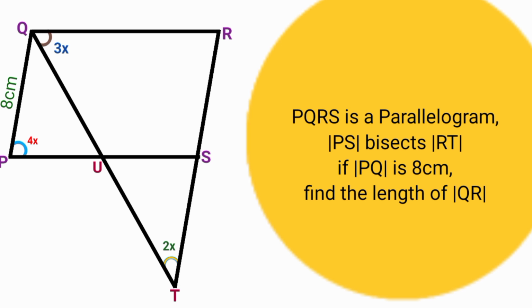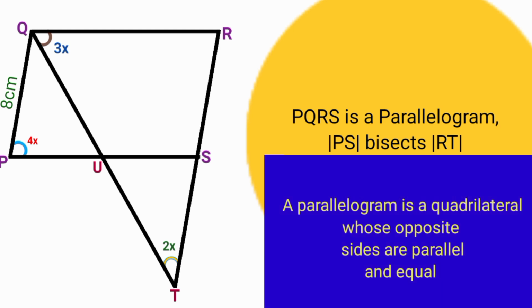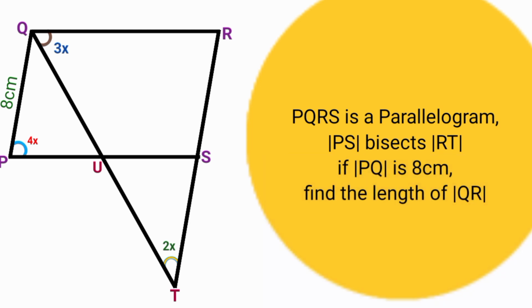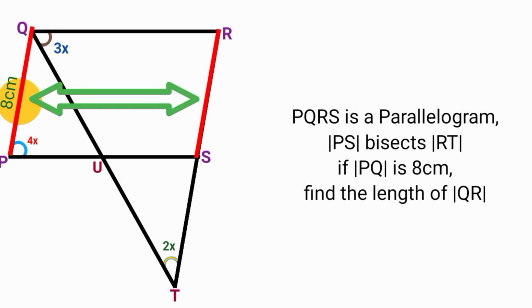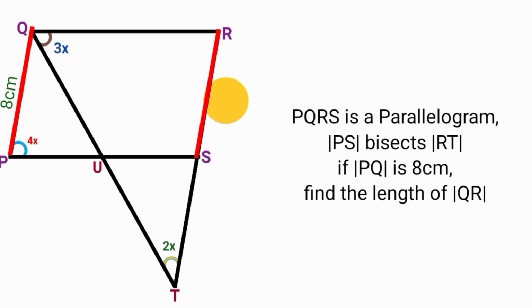The first data we are given here is that PQRS is a parallelogram. So what is a parallelogram? A parallelogram is a quadrilateral in which opposite sides are parallel and equal. So this implies that this line here is equal to this line because they are opposite to each other, and hence line RS also equals 8 centimeters.